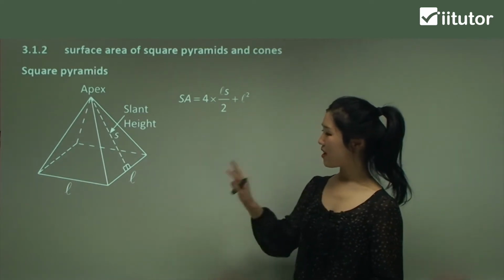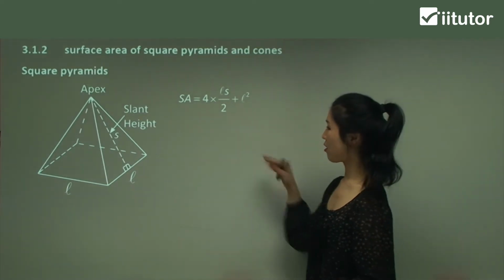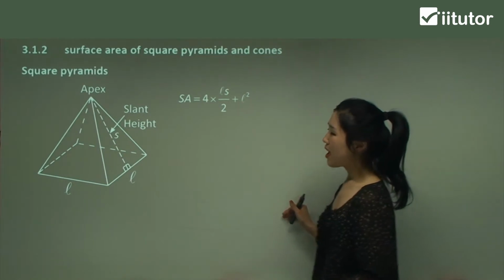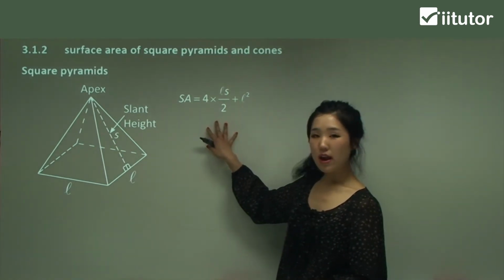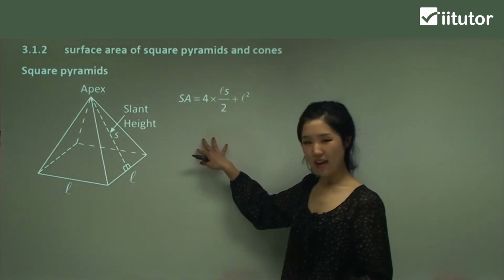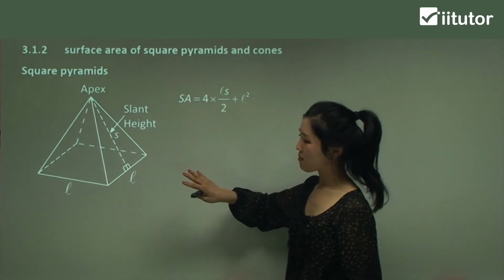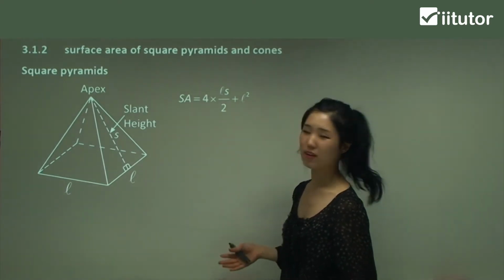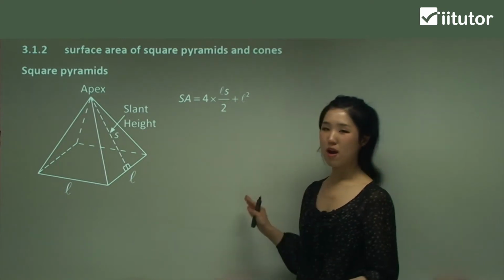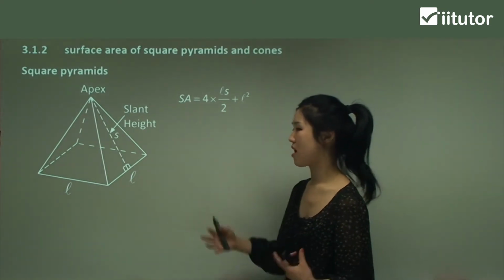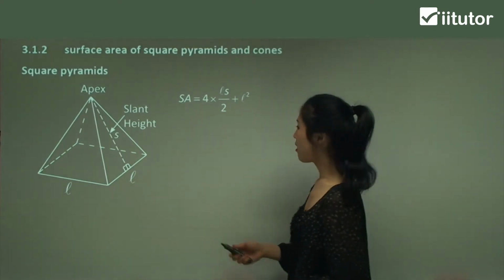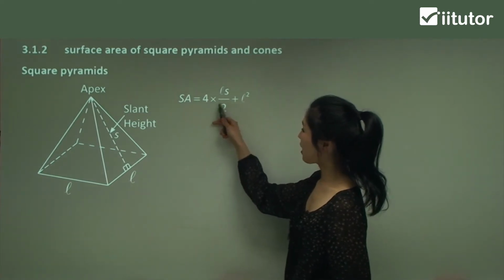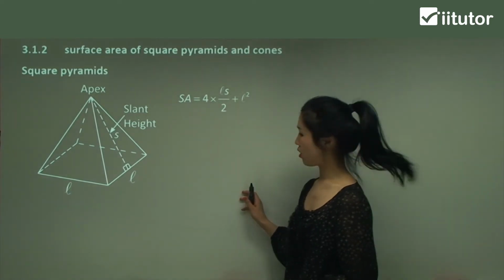Alright, so now you look at the diagram, and I'll go straight to the surface area. Now, this is what the surface area formula is, but again, as long as you look at the diagram pretty closely, you don't really need to memorize it, okay? Because you can just look at the diagram and work it out for yourself. So, I'll show you what this one means. This is 4 times LS over 2, okay?